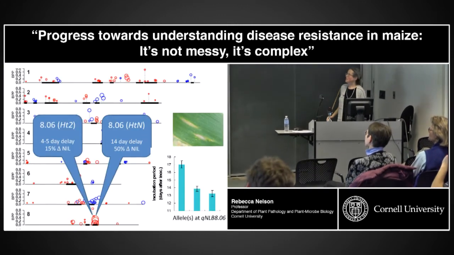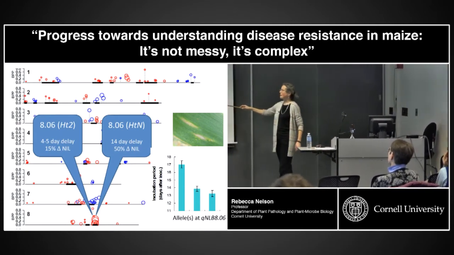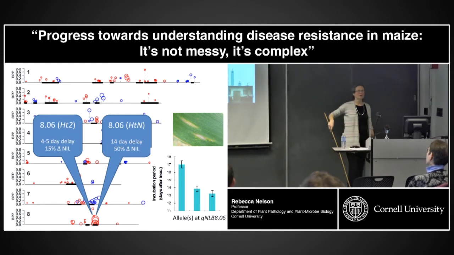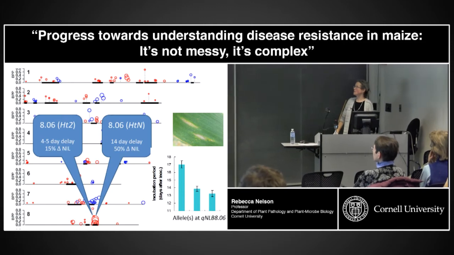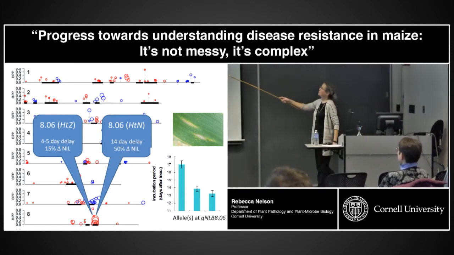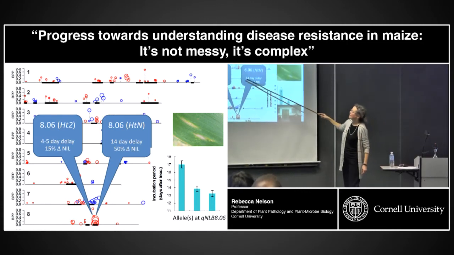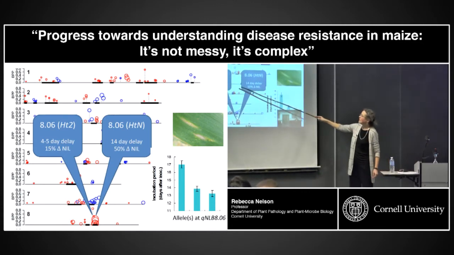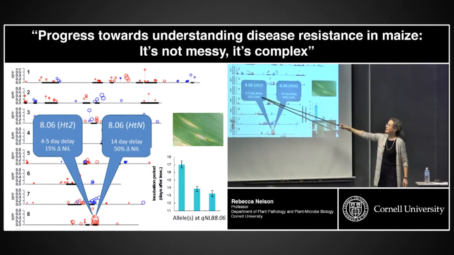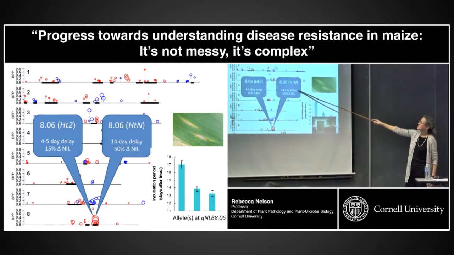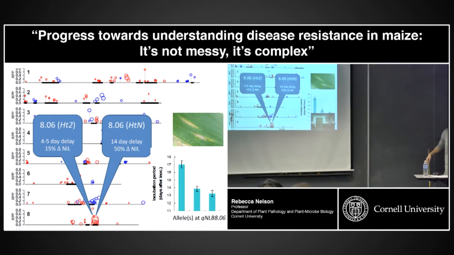Okay, so now my last vignettes here around that biggest QTL on the map. So this location corresponds to where the major genes for this particular disease reside. You've got two different major genes known to reside in this area, HT2 and HTN. They have quite different phenotypes. HT2 has a shorter delay of disease and a 15% effect in near isogenic lines. HTN has a 2-week delay in lesion formation and a 50% effect on disease.